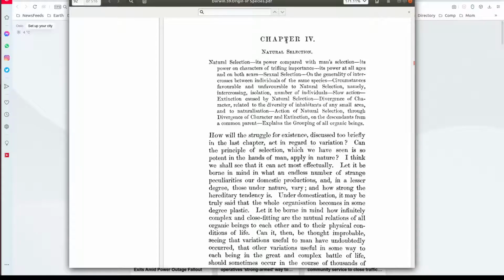All right, so here we have Chapter 4, where Darwin goes into more detail about natural selection to argue that it can be just as effective in causing evolution as artificial selection that humans practice in their domestic animals. And in addition, in this chapter, he introduces a new topic, sexual selection.